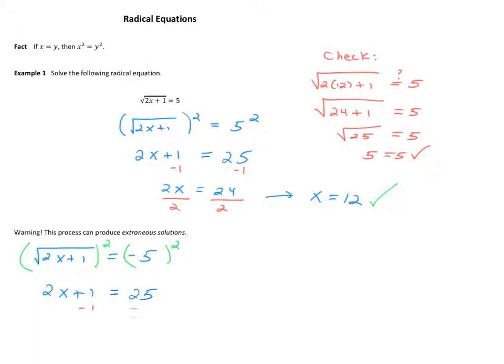If you subtract 1 from both sides, and then divide both sides by 2, you get a solution. You get x is equal to 12. But if you plug that back into the original equation, it's not going to equal negative 5. We already know it's going to equal positive 5. So we call this thing an extraneous solution. It is something that comes out of this process. It just does not work in the original equation. So we throw this one away.